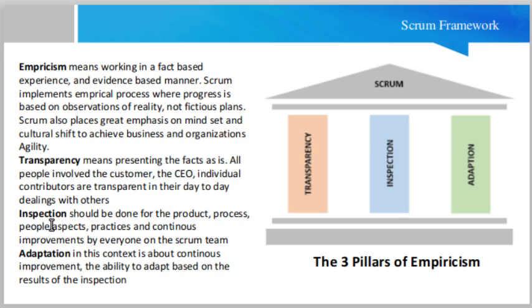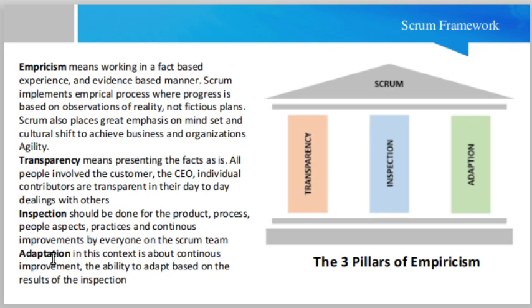The next pillar is inspection. Inspection should be done for the product, process, people, aspects, practices and continuous improvement by everyone on the Scrum team. Remember that inspection doesn't mean that there is some inspector inspecting everything. It means that all people who are contributing are responsible for inspecting themselves.